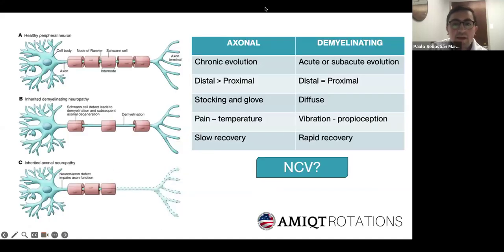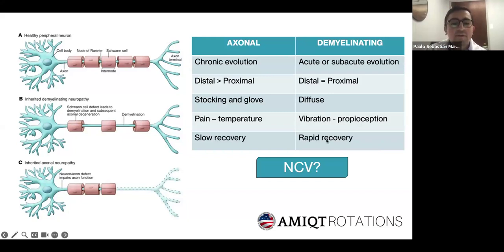In this table, the axonal neuropathy follows a chronic evolution. It mostly affects the distal parts of the extremities and follows a symmetric distribution in a stocking and glove pattern. The sensory modality most commonly affected is pain and temperature, and this kind of pattern has a slow recovery. On the other hand, the demyelinating type of neuropathy follows an acute or subacute evolution. It's diffuse in proximal and distal parts of the extremities, and the most affected sensory modalities are vibration and proprioception. The recovery is more rapid.